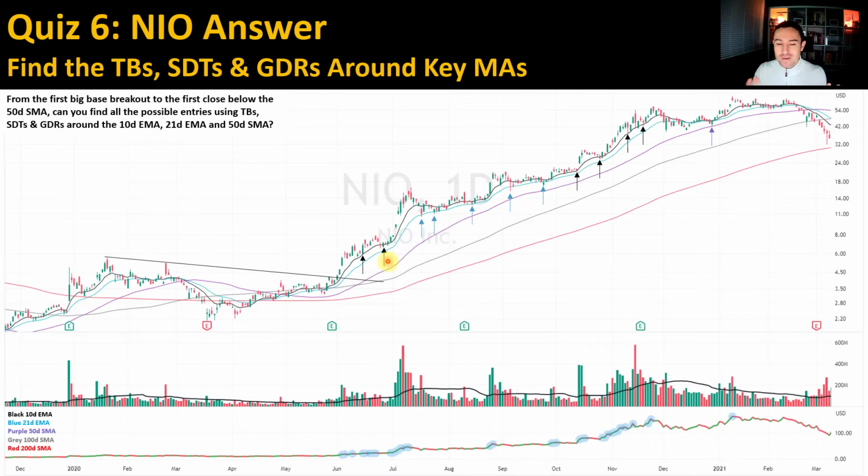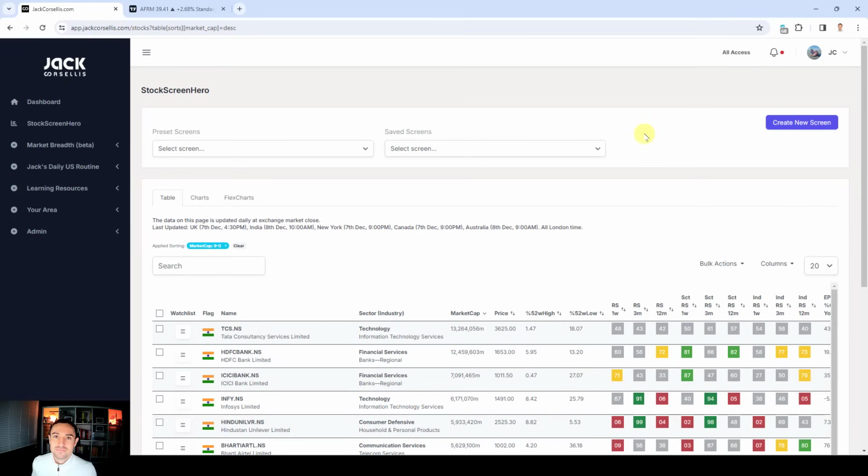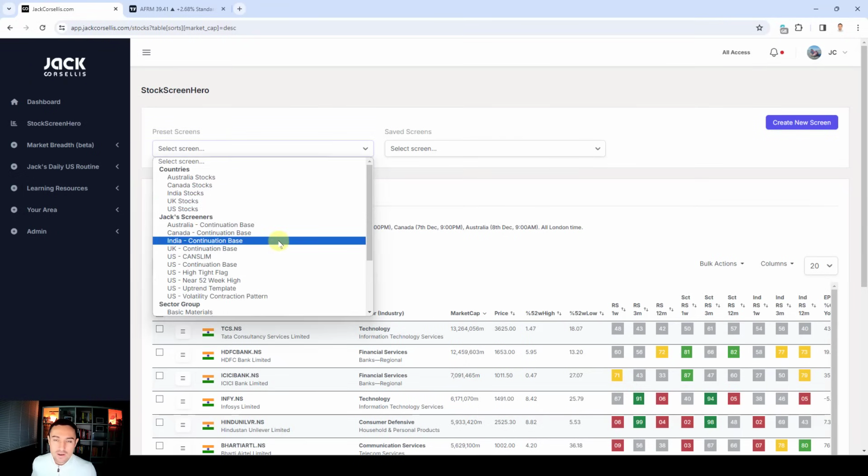So what we are going to do now is I'm going to take you across to my custom built screener, and I'm going to show you how on earth you screen for these types of setups in minutes. Okay, we're on my custom built stock screener called Stock Screen Hero. Now this is specifically designed to identify those types of setups you were just seeing in that presentation in minutes. I'm not joking, in minutes, okay?